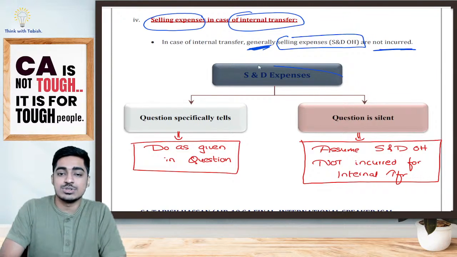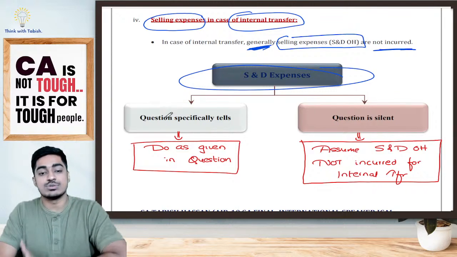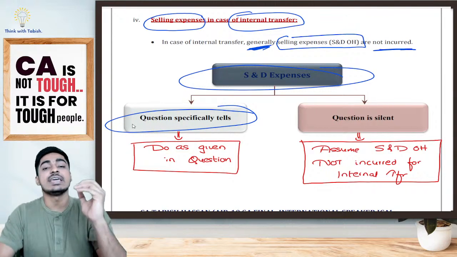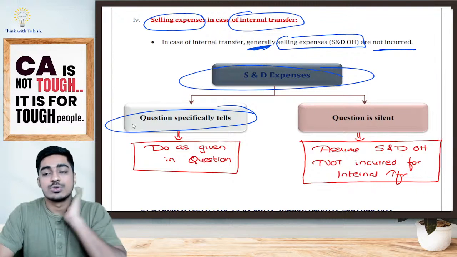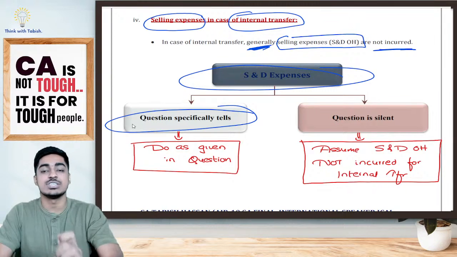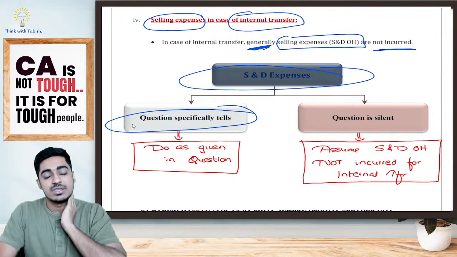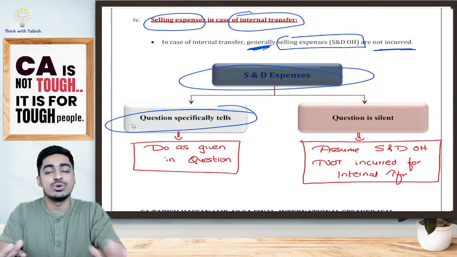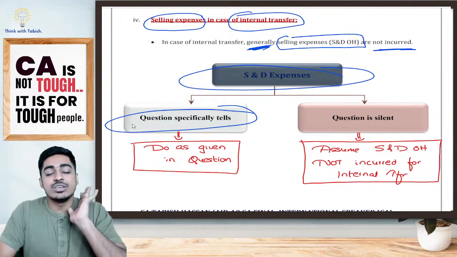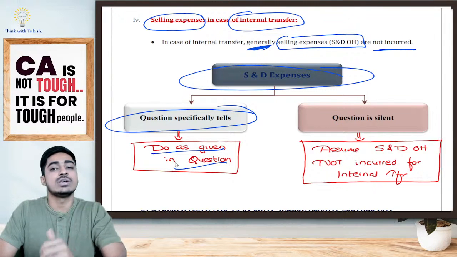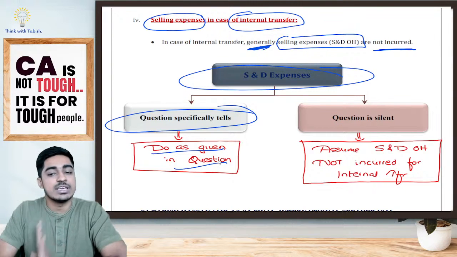So for selling and distribution expenses, two different scenarios could be there. First, the question is specifically telling, for example, selling and distribution expenses are 4 rupees, and whether this is incurred or not incurred for internal transfer. The question is ultimate. There is nothing beyond the question. If the question is telling you to do anything, do as it is given in the question. If the question says include selling and distribution expense in cost, we will include. If the question says exclude from cost, we will exclude.